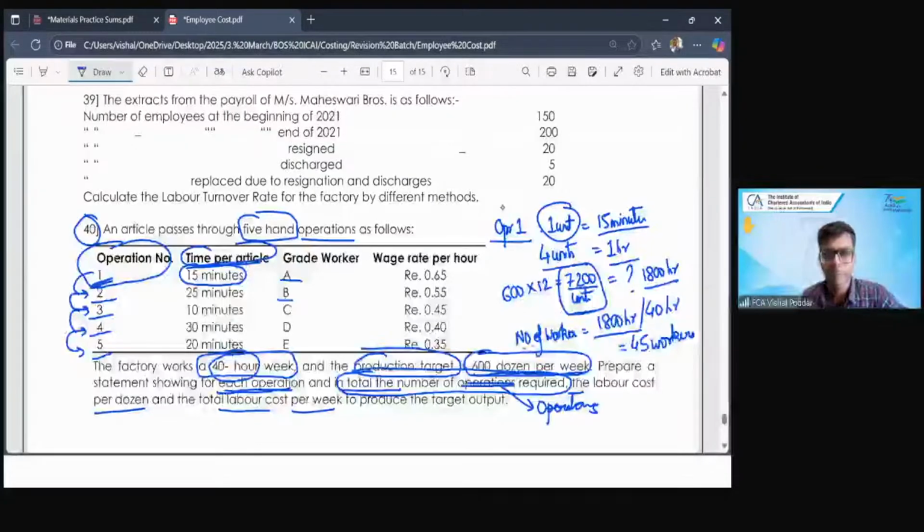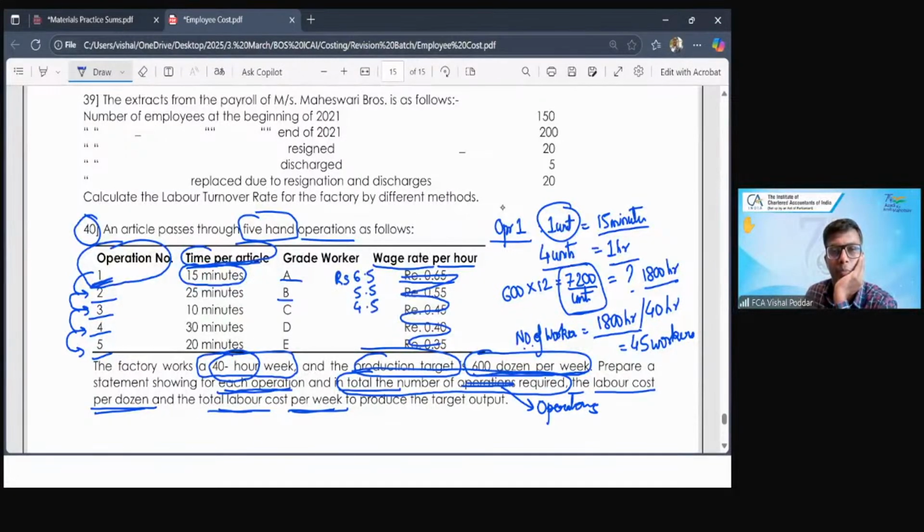Now, what is my second? Second answer is the labor cost per dozen and the total labor cost per week to produce the targeted output. Now, how will this be done? First, I'll find out total labor cost per week. How? I am given the wage rate per hour. So I'll just change this. Let us say, rupees 6.5 per hour, 5.5 per hour, 4.5 per hour, 4 per hour, 3.5 per hour.